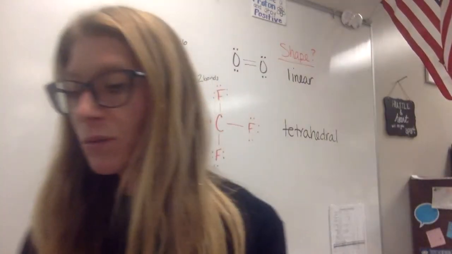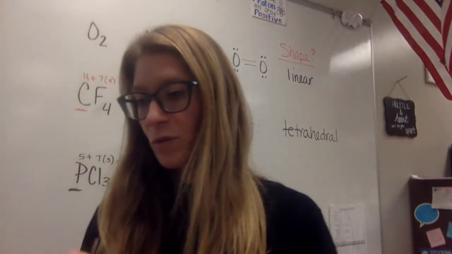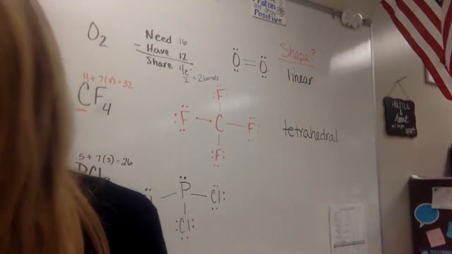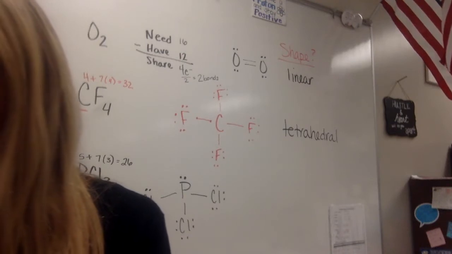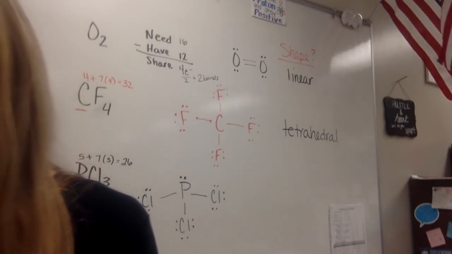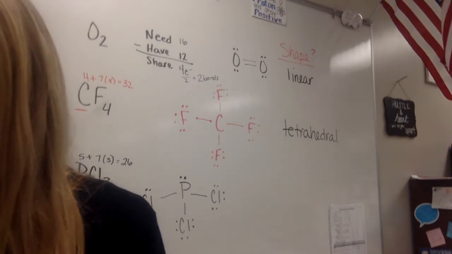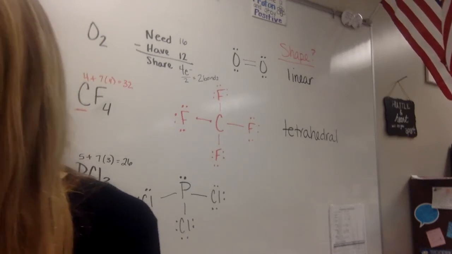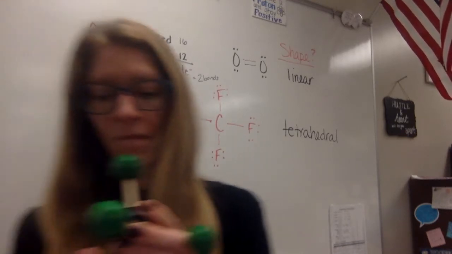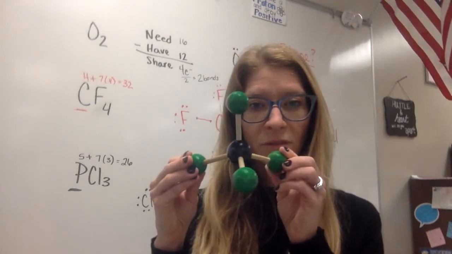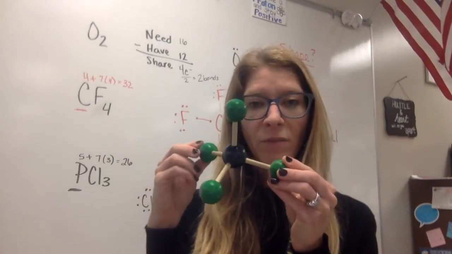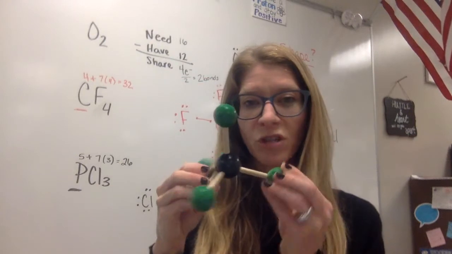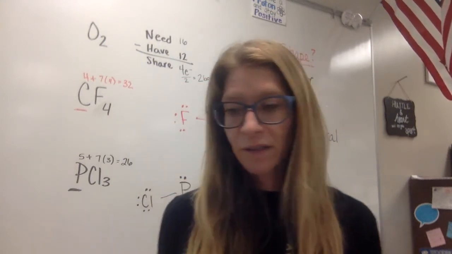All right, so with a 3D shape, I will show you what a tetrahedral molecule would look like. So this would be a tetrahedral molecule. You have 4 atoms bonded to the central atom, but it really kind of looks like a pyramid, or like a 3-dimensional tetrahedral shape. So this is what tetrahedral will look like.